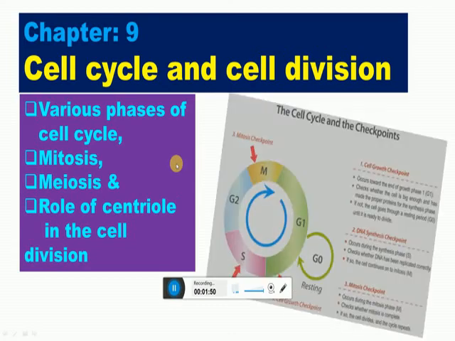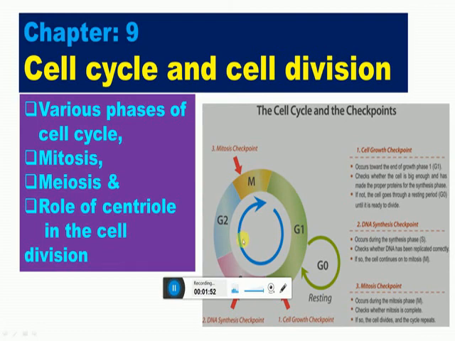So in the cell cycle we are going to see the G1, S, G2 phases as well as the mitosis. Then we are going to see the meiosis in the same chapter and the role of centriole in the cell division. So the centriole role is different. So we are going to see the cell growth checkpoints, then DNA synthesis in the S phase, then mitosis with the checkpoints. So let's start.